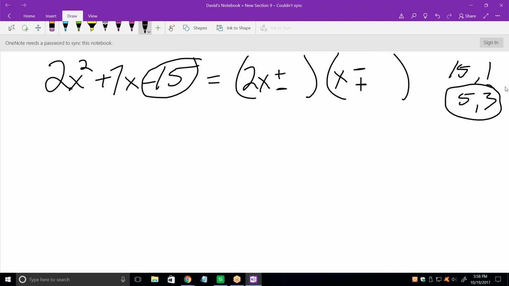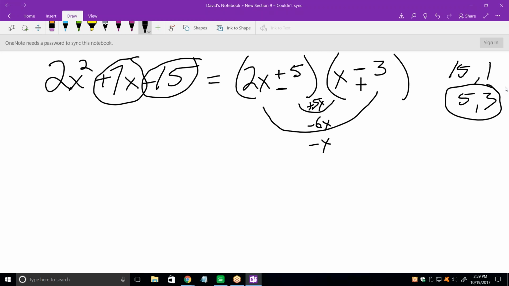Okay. And I am going to try 5 and 3 randomly. I'm just going to start there. And I'm going to keep trying alternatives until I produce this middle term of 7x. Well, the middle term always comes from the inside and the outsides multiplied together and added. Well, that's plus 5x. That's minus 6x. That would give us a middle term of minus x, which we don't have. So that's not the answer.